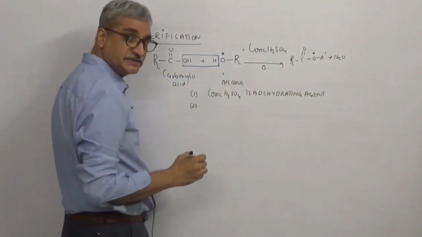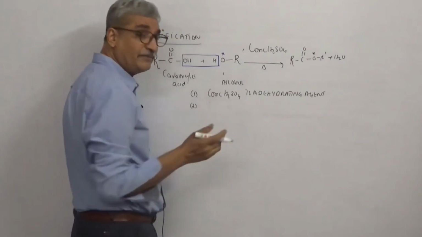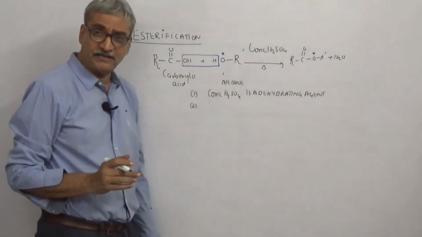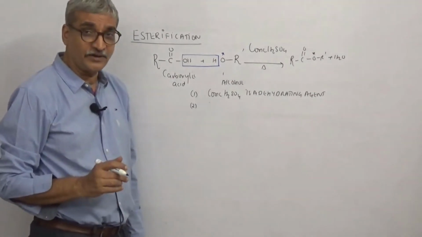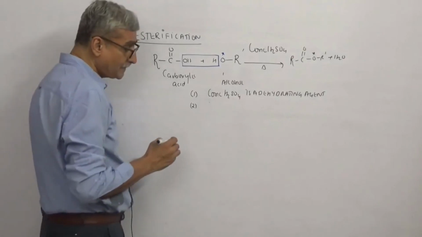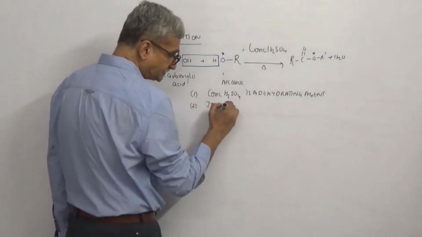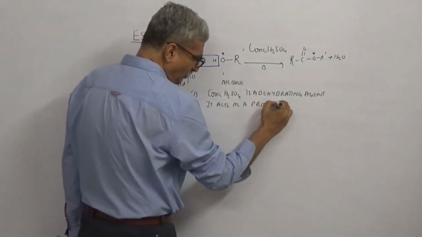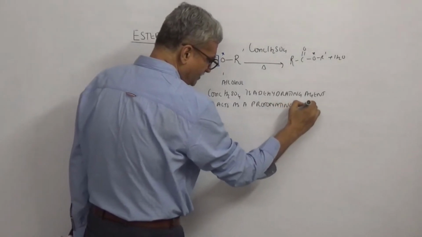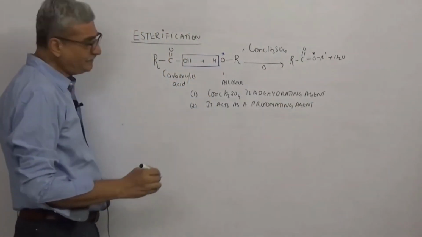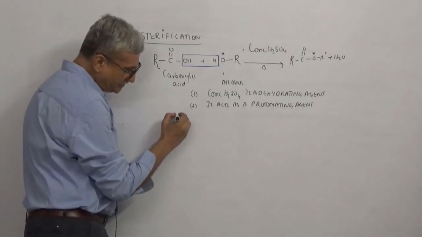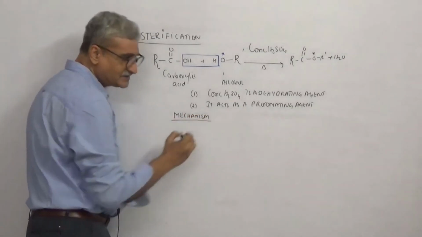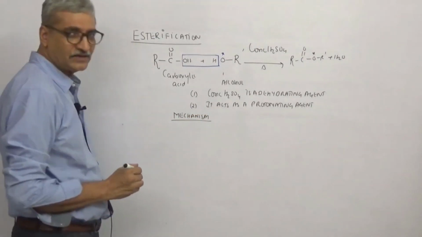The second point is, if you look at a mechanistic point of view, it has another role to play. You'll say, sir, why not use some other dehydrating agent? That's not the point. There is another reason also for concentrated sulfuric acid. It acts as a protonating agent. Let me explain. Now we talk about the mechanism. The mechanism is going to tell us how OH of the acid reacts with H of the alcohol.